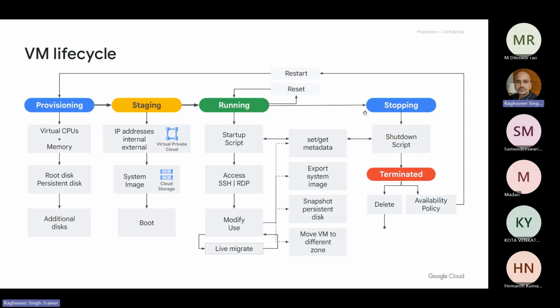Then comes the stopping the VM. So when you stop the VM, you can also run shutdown scripts. You have both startup and shutdown scripts that you can run. Using the scripts, you can configure automation, which means, let's say at 10 o'clock in the morning, the VM will get automatically started. And at sharp 6 in the evening, it will get shut down. It will automatically shut down, stop.